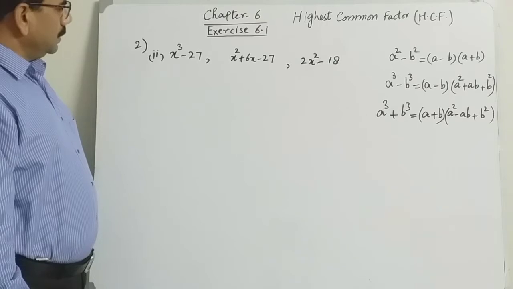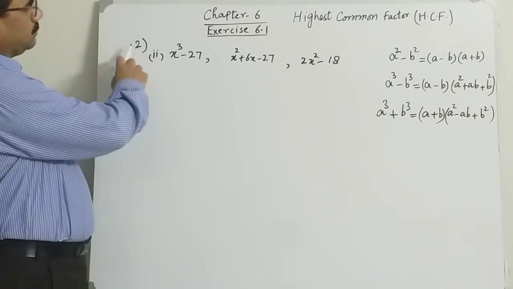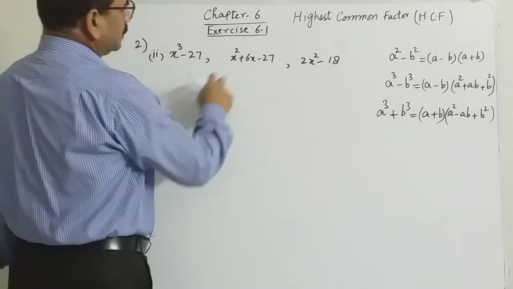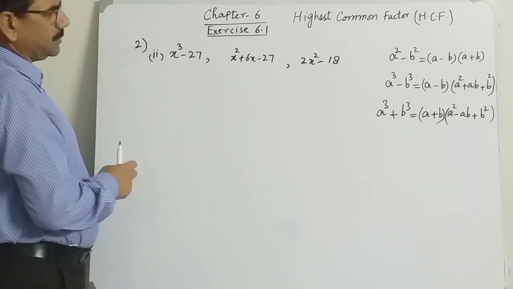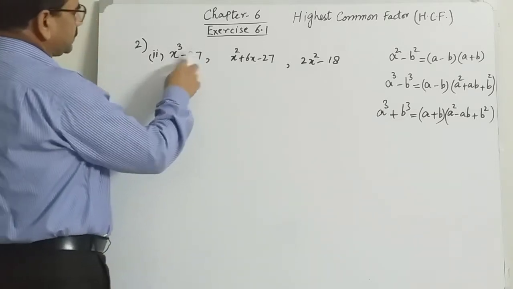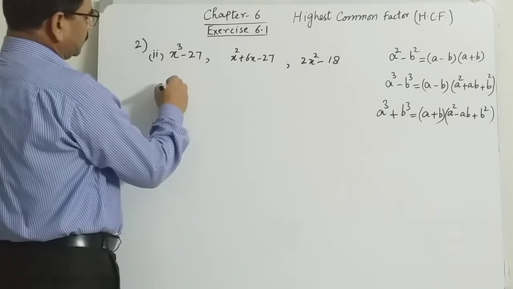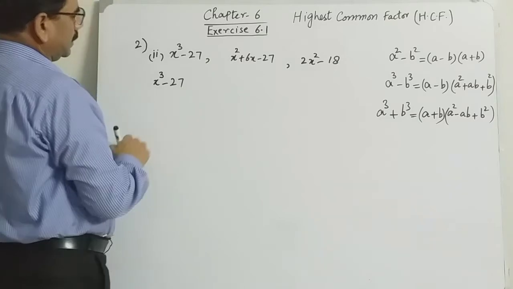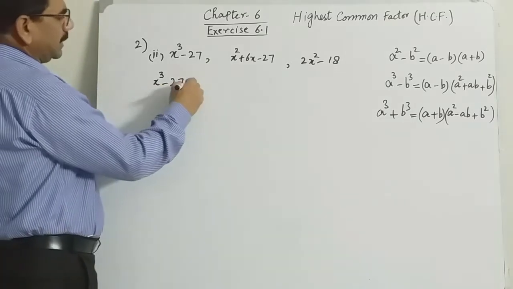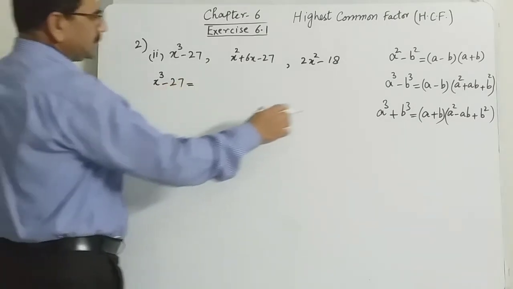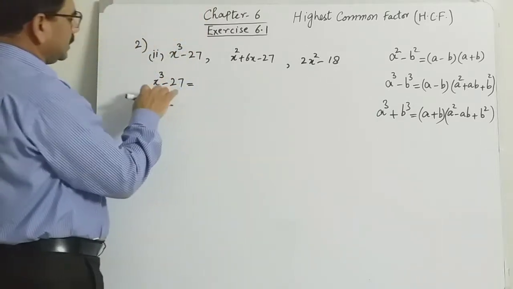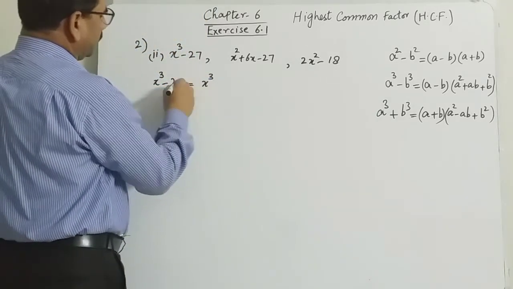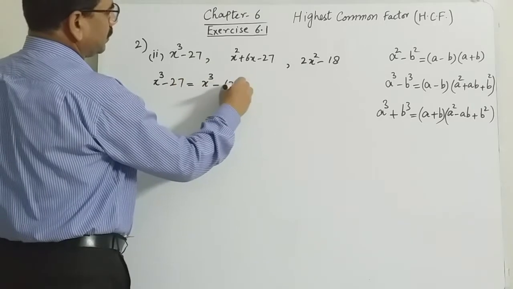So in the second part of question number 2, we have three polynomials whose HCF is required. Now the first polynomial is x cube minus 27. We can see that here the second formula can be applied because the two terms are cubes. Now x cube, and 27 is the cube of 3.